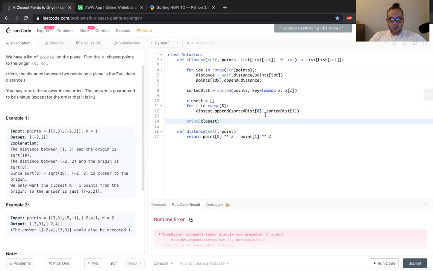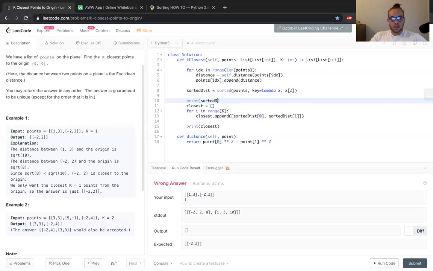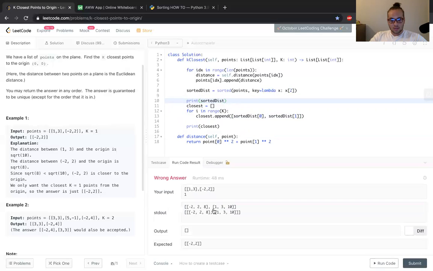Append takes exactly one argument, 2 given. We need to put this in an array as well, right? Because it's an array of arrays. And now this is one argument, right? So closest dot append sorted dist of 0 and sorted dist of 1. So if I print sorted dist, I get, okay, I see now. I mean, it has too many arrays, right?